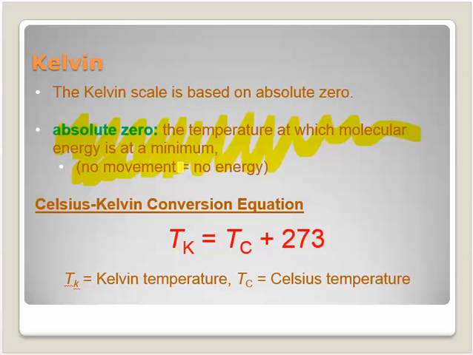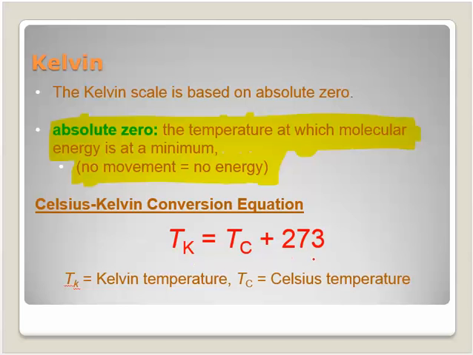No movement means no energy, because temperature is based on kinetic energy, which is movement. If things are not moving, then there is no kinetic energy. If there's no kinetic energy, there's no temperature. And that's why we call it absolute zero. When things stop moving, they're at the lowest temperature they could be because there's no movement, which means there'd be no collisions, which means there'd be no friction, which means there'd be no temperature.